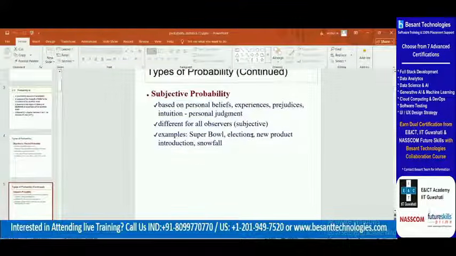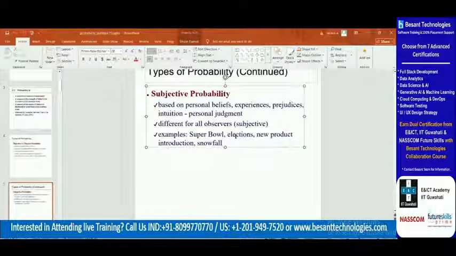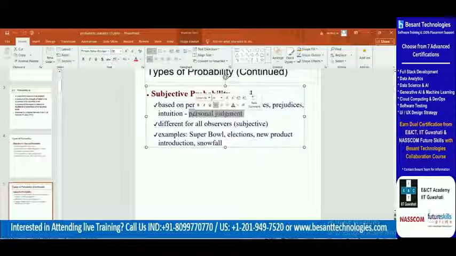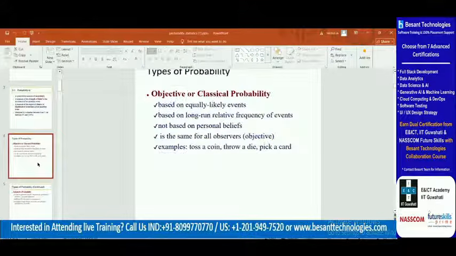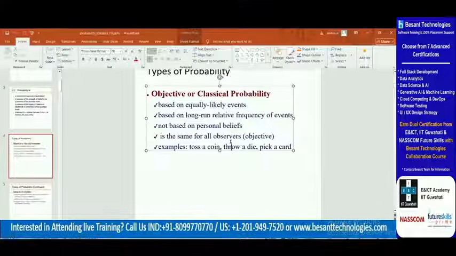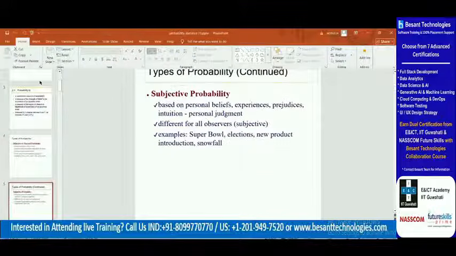For example, the election vote. In an election, whether somebody is going to win or not is not for sure, no. So if the event is not sure, it is only based on your prejudgments, intuitions, and personal judgments, and that is subjective probability. Classical probability means something is going to occur and you know what the outcome is. If you are sure of your outcomes, that is classical probability. If you are not sure of your outcomes, that is subjective probability.